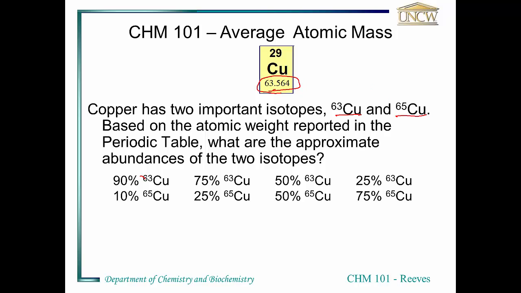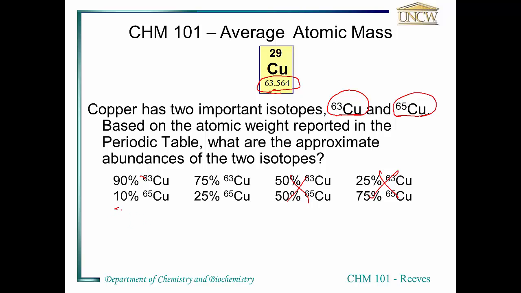But it isn't. It's much closer to copper 63. It's 63.5. That has to mean that there's more copper 63 in the sample than there is copper 65. So the percentages which show more 65 can't be right. And what's more, we know that if it were 50-50, the average mass would be 64. So that can't be right either. So it's got to be one of these two choices that's the right answer. So how would we go about finding out the right answer?